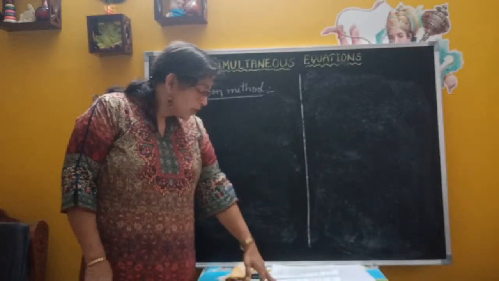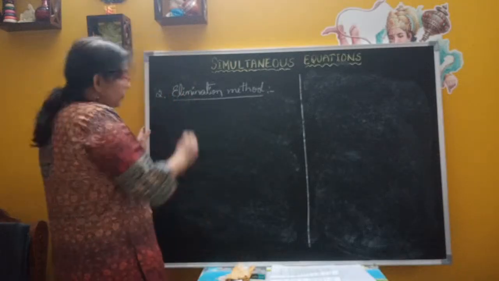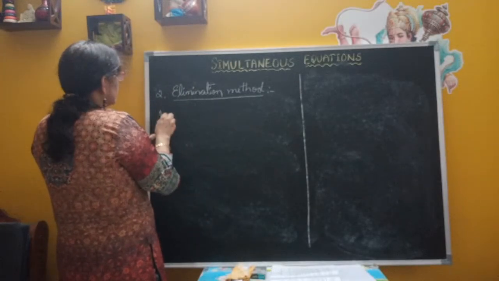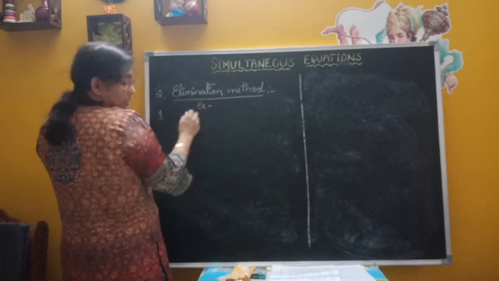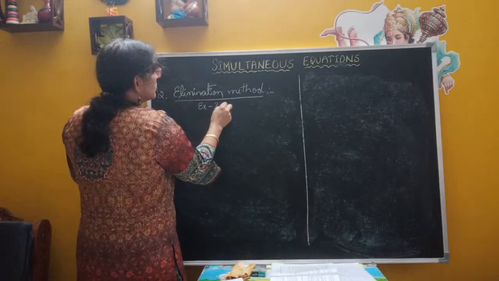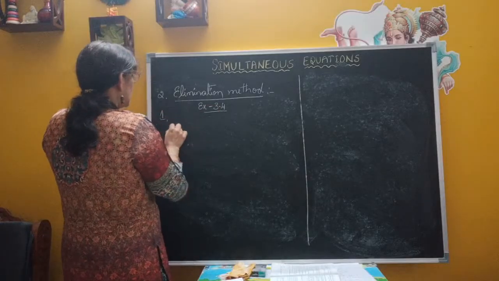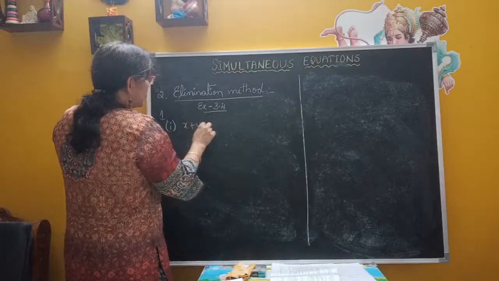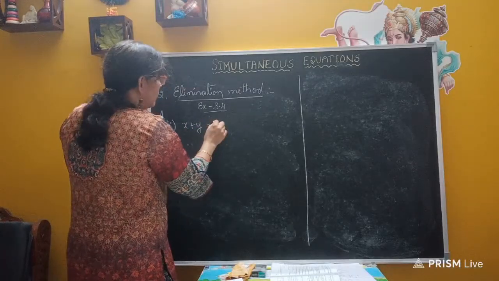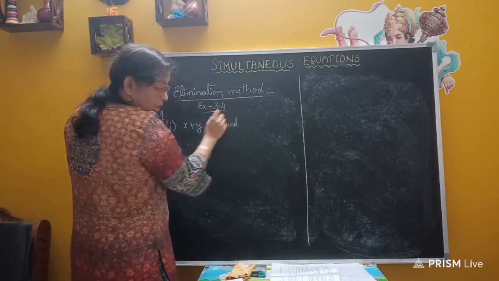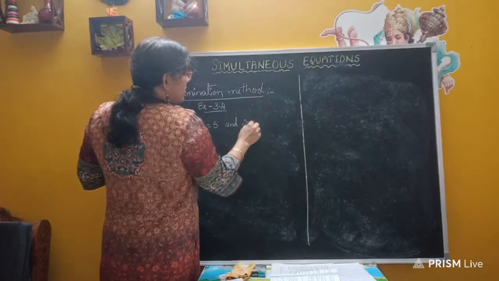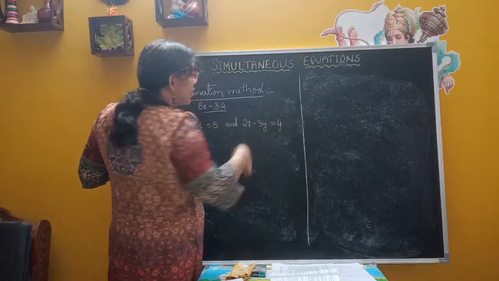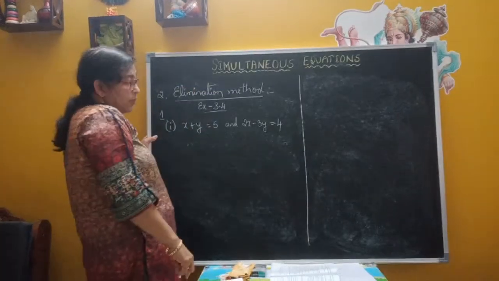So, the first one: x plus y is equal to 5. I'll take it as the first problem in the first main, exercise 3.4. So x plus y is equal to 5, and the second equation is 2x minus 3y is equal to 4. These are the equations given.